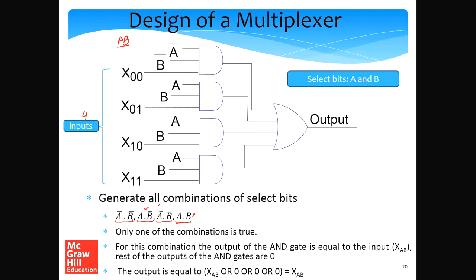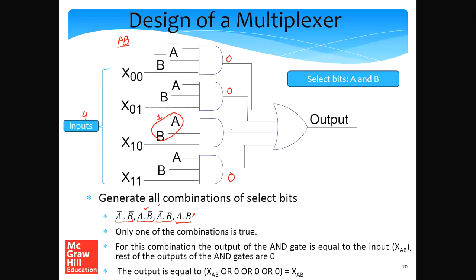So only one of these combinations is true. The way we design the circuit is that we take each combination of the select bits, either the original bit or its complemented form, and we AND it with the input in an AND gate. Since only one of the combinations is true, the output of the rest of the AND gates will be 0. So let's assume that the output of this AND gate is 0, this is 0, and this is 0, and that this combination is equal to 1. So if the input x10 is 1, then the output is 1. If the input is 0, the output is 0.